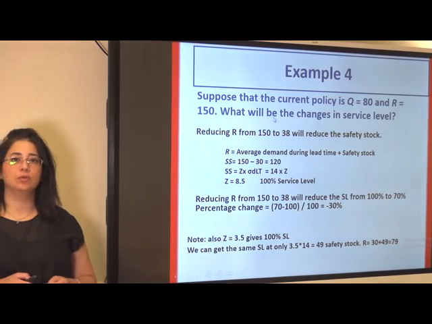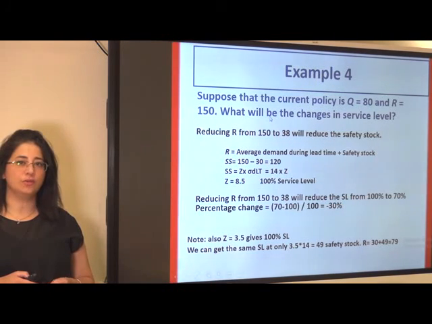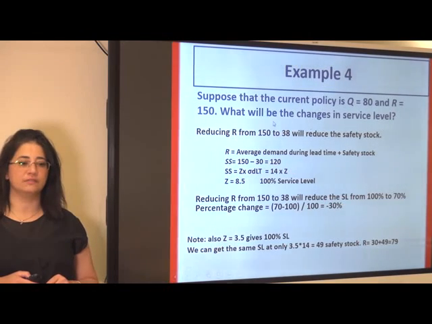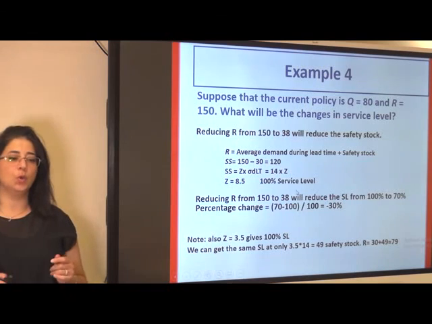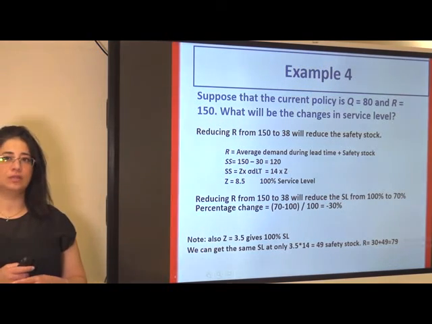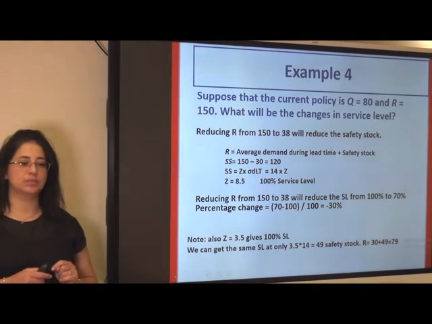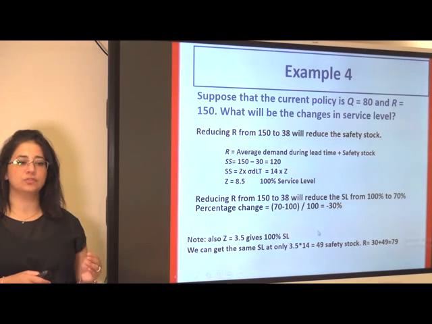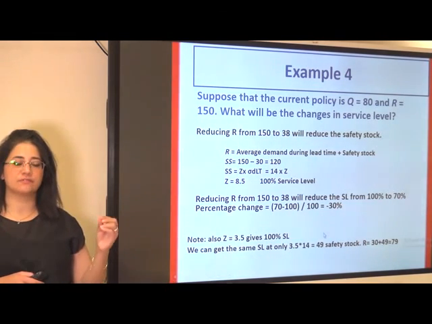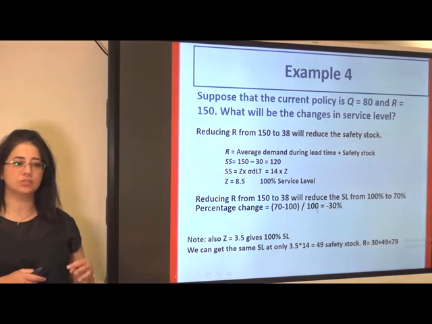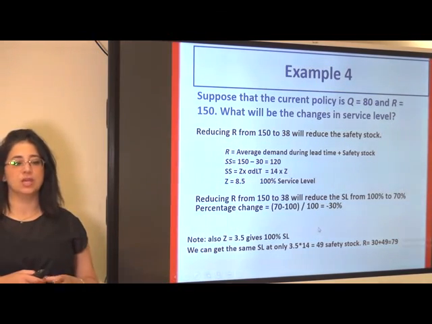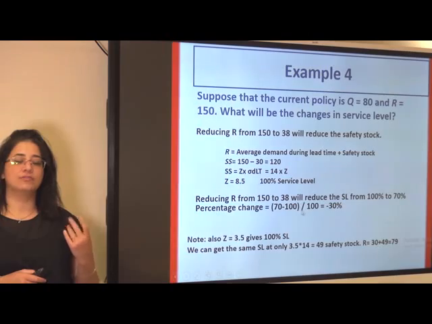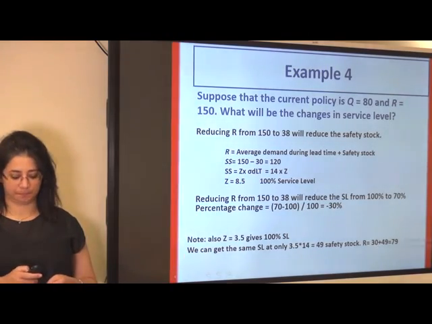Note, this is a very important note: at Z equal 3.5, we have 100% service level. So we can achieve 100% service level by putting only 49 units in safety stock. So we don't have to put 120. The difference here is that 49 units in safety stock can give you 100% service level. So why add more safety stock and put 120 units? This is extra inventory without any reason. Okay?